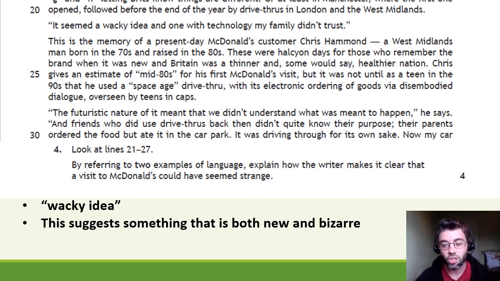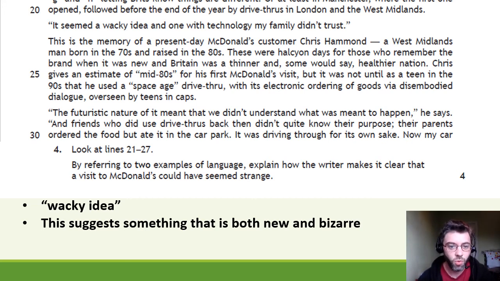But the connotations of "wacky" go beyond that. They give you this sense of it being something bizarre, something kind of out there, and that's getting at this idea of the visit to McDonald's seeming strange. So that's the key thing you had to get to. If you'd written down exactly what you can see on the page, "wacky idea" in inverted commas, then "this suggests something that is both new and bizarre", at National 5 you'd be getting your 2 marks for that.